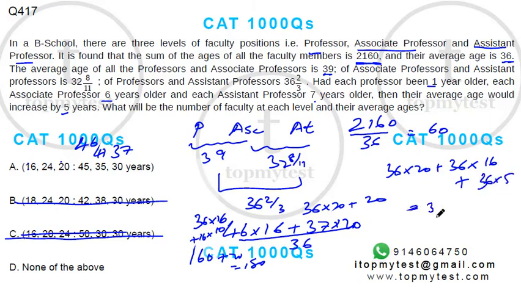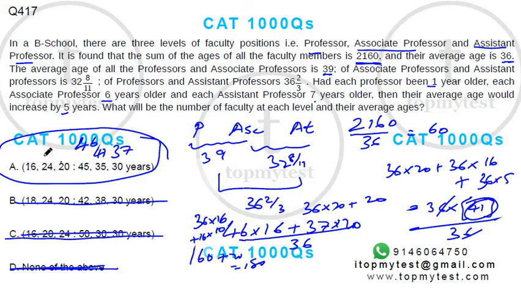So you get overall 36 into 41 and the denominator is 36. So 41. So these two will have a combined average of 41. Then you add with another average of 41. The overall average will be 41. I can easily say that none of these cannot be the answer. Option A is your correct choice.